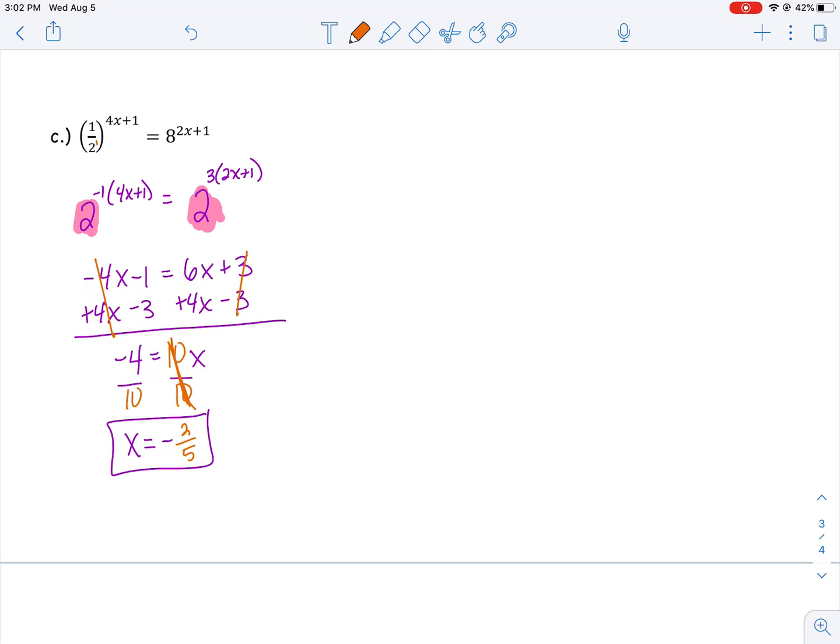Sorry about that. See, we all make little mistakes. You've got to be really careful. I just noticed that 6 plus 4 is 10x, and then I can divide both sides by 10. So x equals negative 2/5.